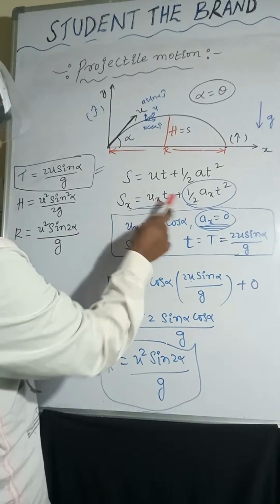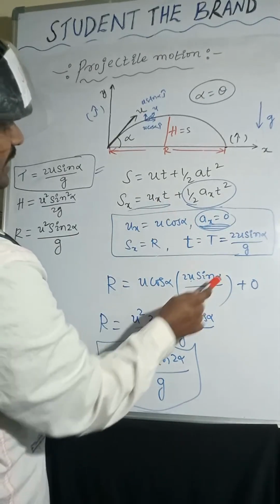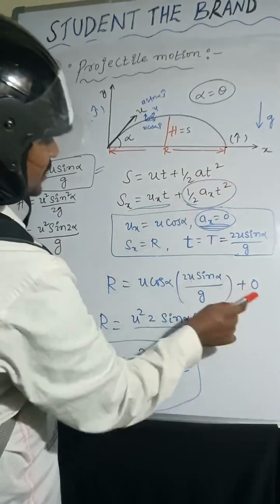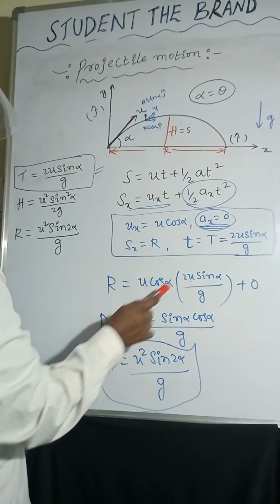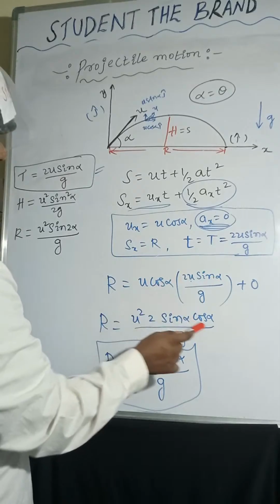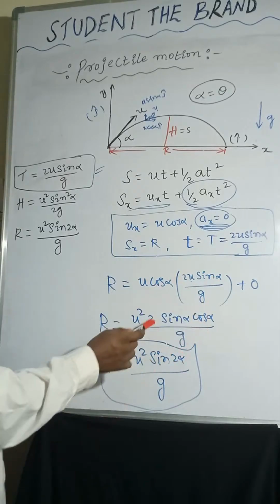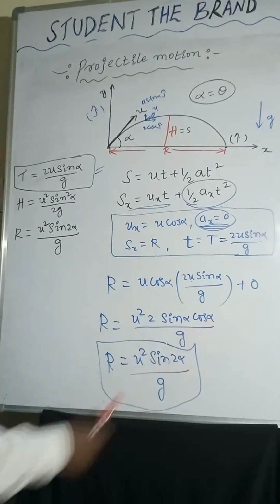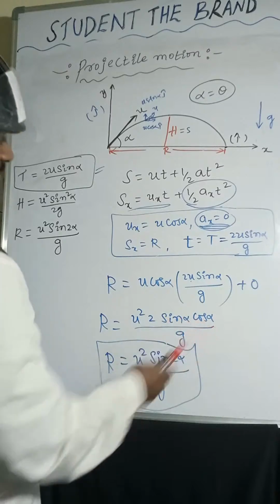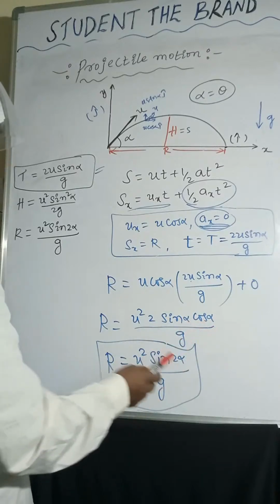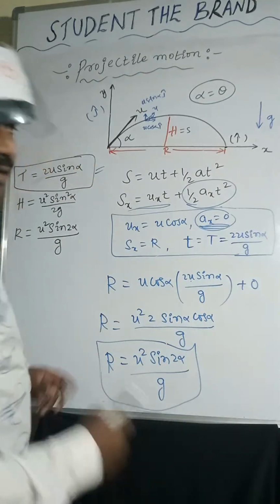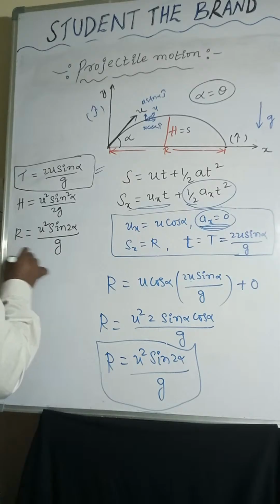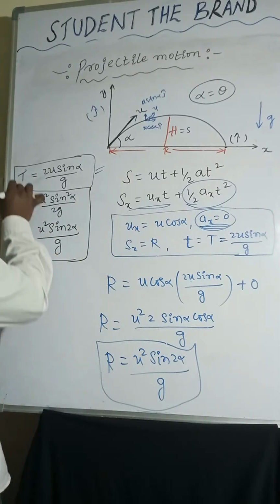So r equal to u cos alpha into t, which is 2u sin alpha by g. This whole term becomes 0. Then r equal to u into u square, 2 into sin alpha into cos alpha by g. Then 2 sin alpha cos alpha is sin 2 alpha. So r equal to u square sin 2 alpha by g. These are the equations we got till now after solving.